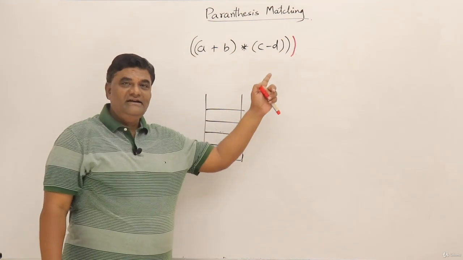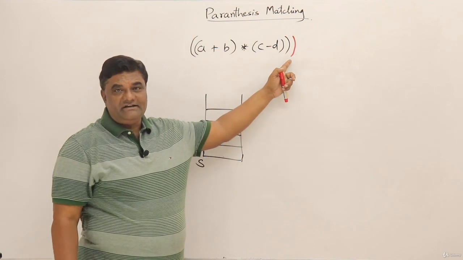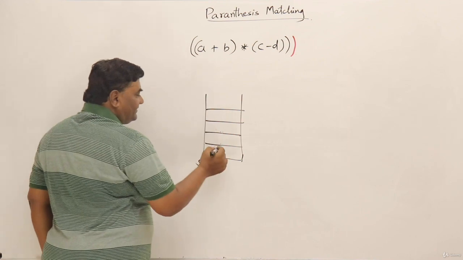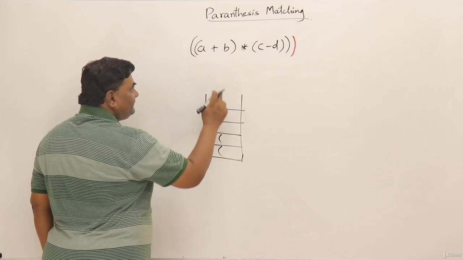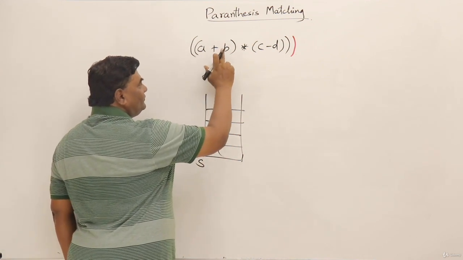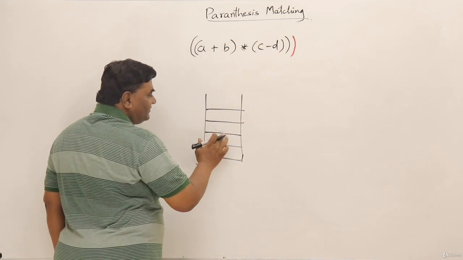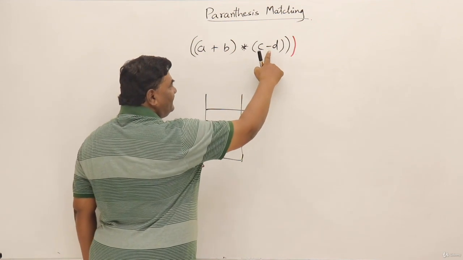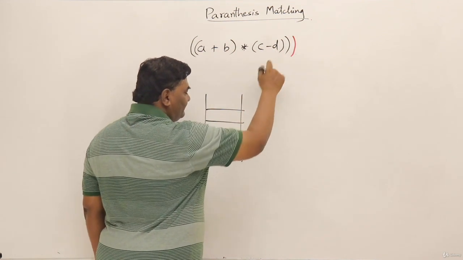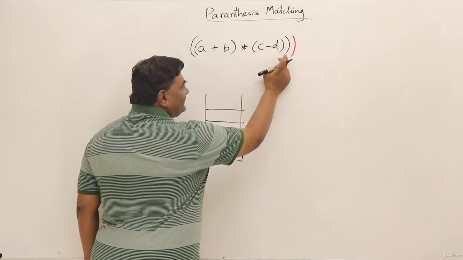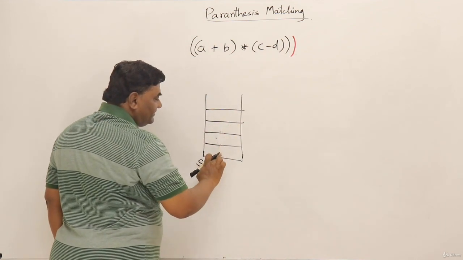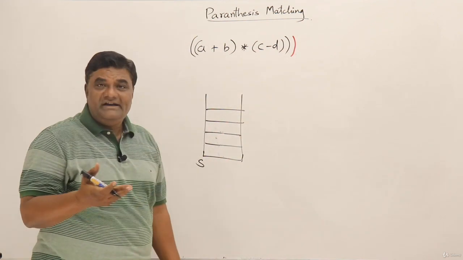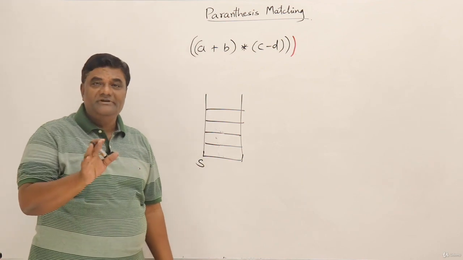Now let us take one more example where it is not balanced. In this example, I have taken an extra closing bracket. Let us see what happens in this one. Let me scan this quickly. Opening bracket, push it into the stack. Opening, push it into the stack. A, ignore, plus, ignore. B, ignore. Closing bracket, pop out. Asterisk, ignore. Opening bracket, push it. C, ignore. Minus, ignore. D, ignore. Closing bracket, pop out. Second closing bracket, pop out. Next, one more closing bracket, but the stack is empty. So there is no match found for that closing bracket. There is no opening bracket available.